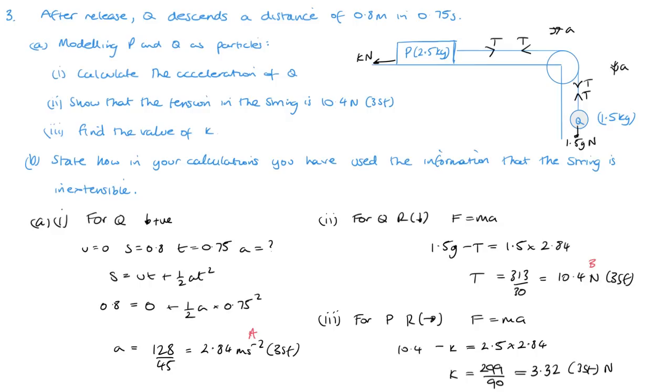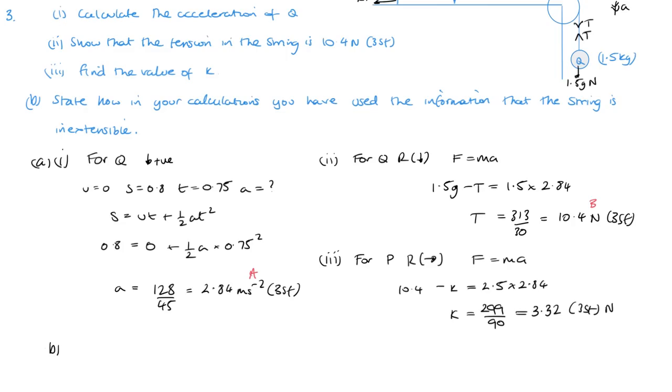Now we've just got left part B. State how in your calculations you have used the information that the string is inextensible. The tensions in all parts of the string are the same. So part B, the tension in all parts of the string are the same. And that is question 3 done. That was actually the easiest one, definitely.